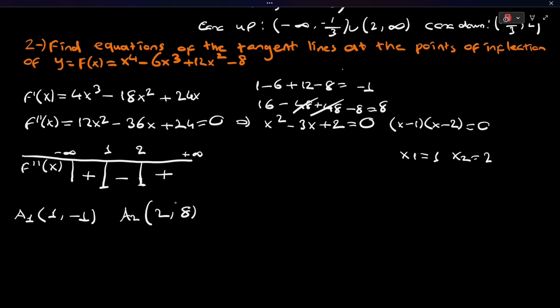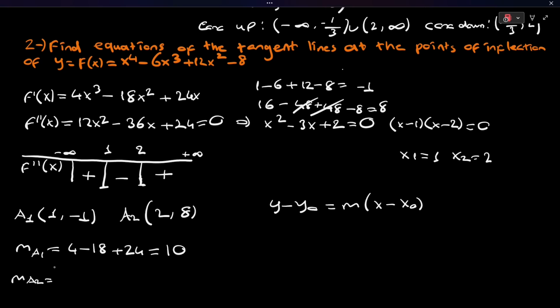What I need is the slope for the tangent line. Do you remember y minus y0 is equal to m multiplied with x minus x0 is the equation of the tangent line. I need the slope. I will find it from the first derivative. Let's find mA1, slope of the first tangent line we have. You need to plug the 1 in the first derivative. 4 minus 18 plus 24, 10. mA2, slope of the second point, which is 2. 8, 4, 32, minus 2, 4 times 18, 72, plus 48. 72 negative 40 from here, plus 48 is 8.